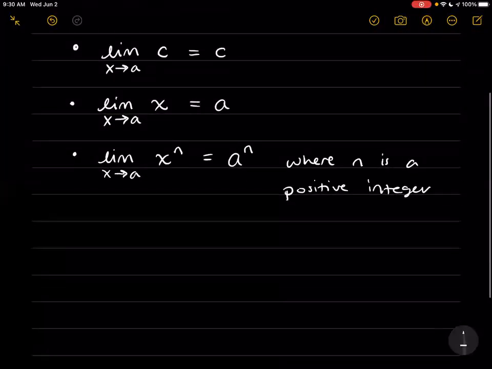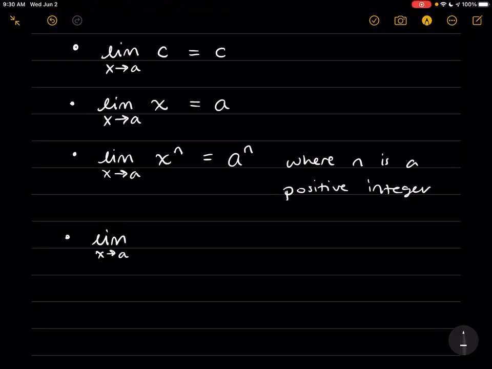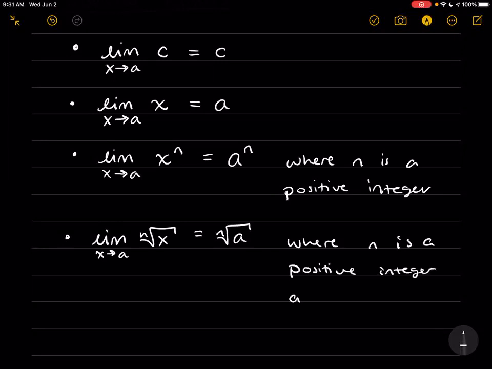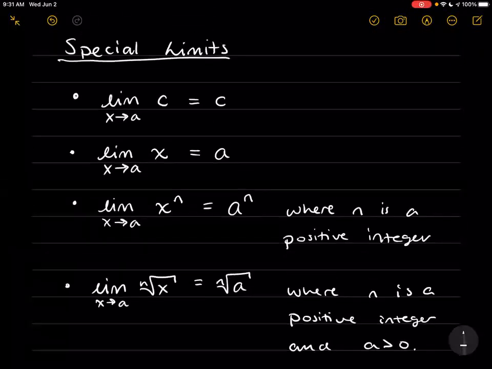And then similarly, if you have the limit as x approaches a of the nth root of x, that's going to be the nth root of a. Again, where n is a positive integer and a is greater than 0. So we can actually put it underneath that nth root, and it makes sense. Okay, so these are some of the special limits that we're going to be using.